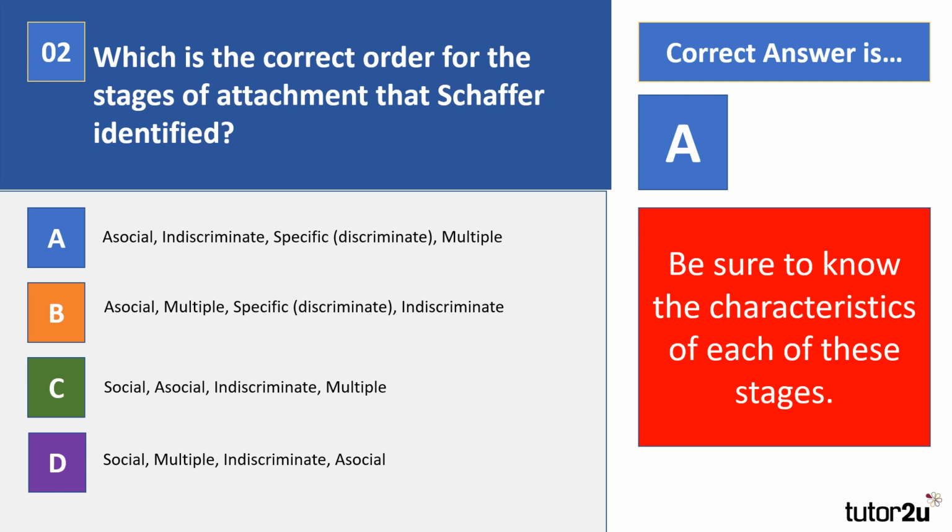The indiscriminate stage is next, which is 2 to 6 months. In this stage, they show a preference for human company, but not necessarily any one particular human, so they can be comforted by anyone, and they don't yet show stranger anxiety.